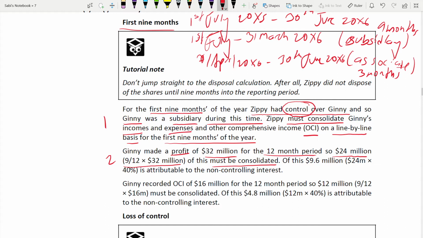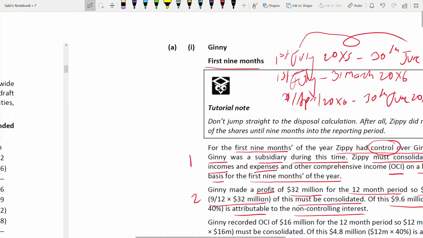Of this, don't just stop there. Out of this profit, how much is for the parent and how much is for the NCI? So of this, 9.6 is attributable to the NCI. Because why are you writing this? How much is it for NCI? Because in the OCI section or in the profit section also, okay, let me show you in the question how it is.